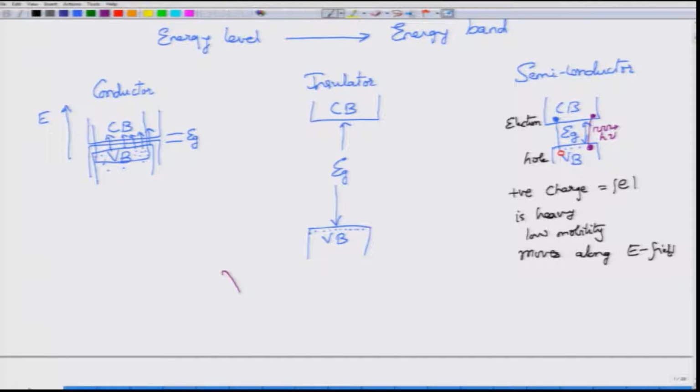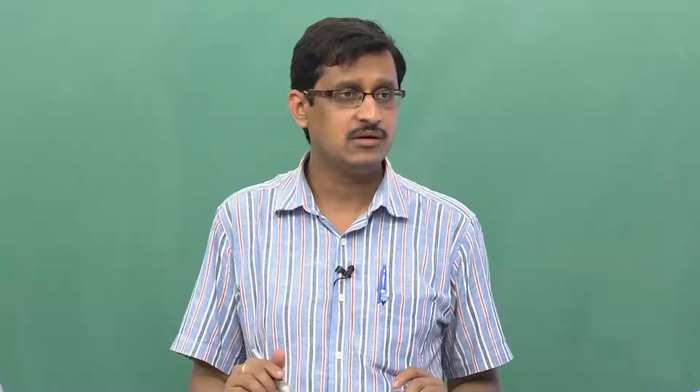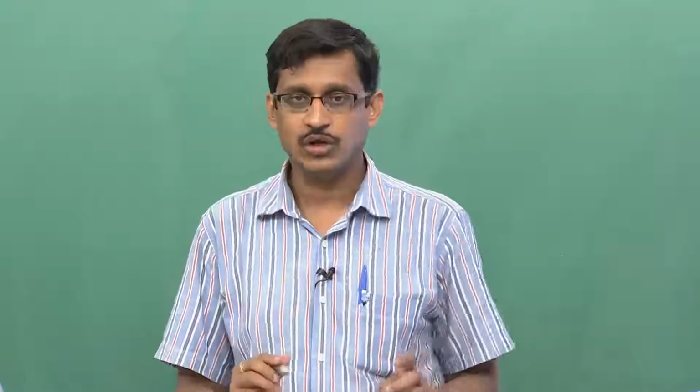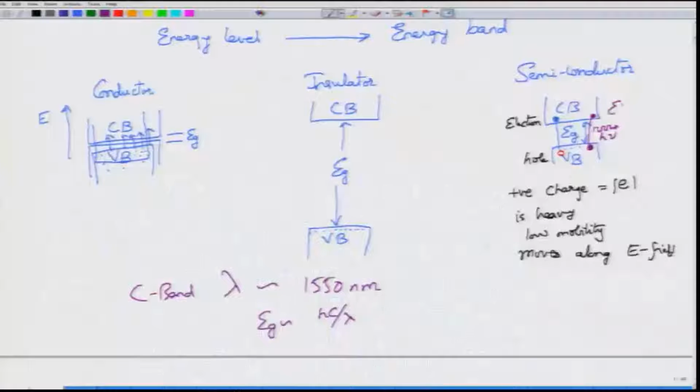Remember, optical communication happens at around 1550 nanometer, right. The C band is around 1550 nanometer. Therefore, you require semiconductors whose energy gap is around hc by lambda. Okay. So, if you find a semiconductor with this particular property, then when electrons and holes recombine, you will see a photon coming out. This process is called electron hole recombination.